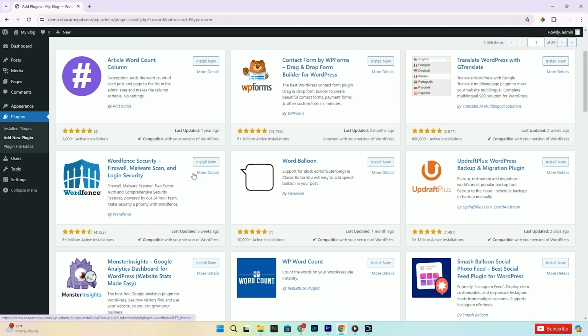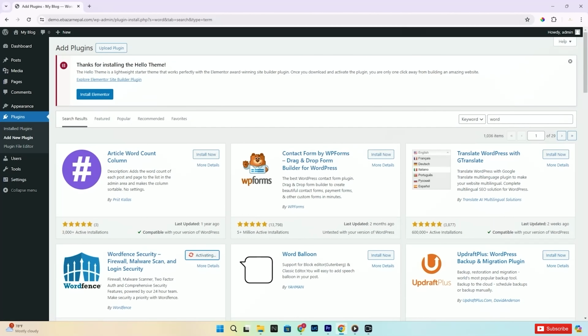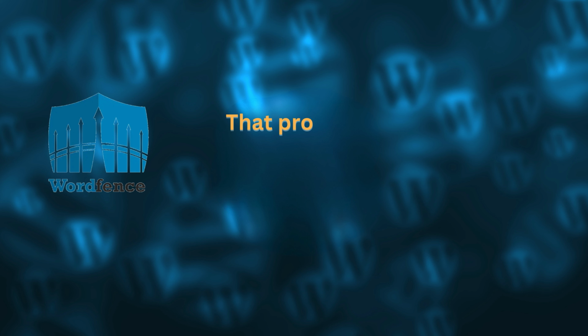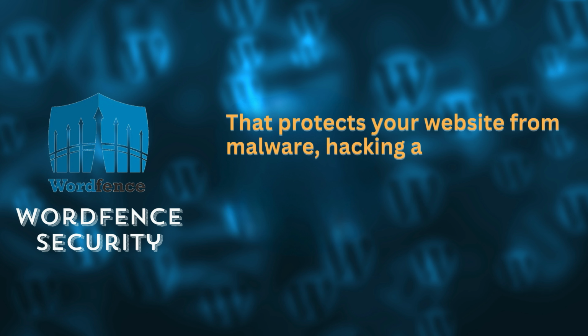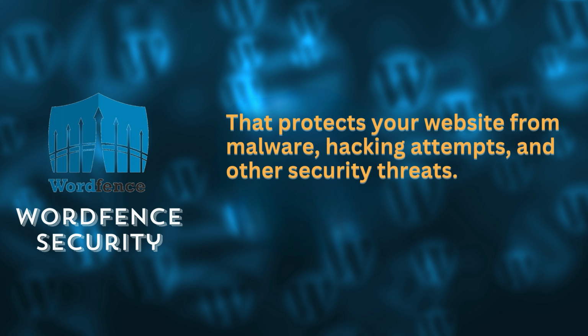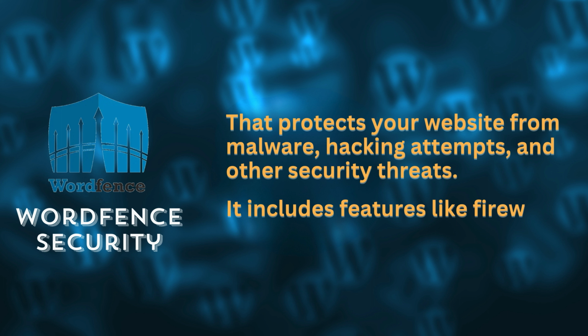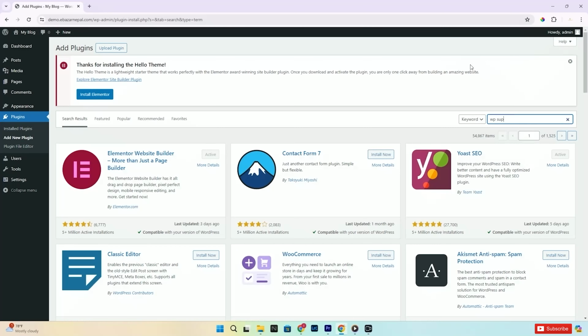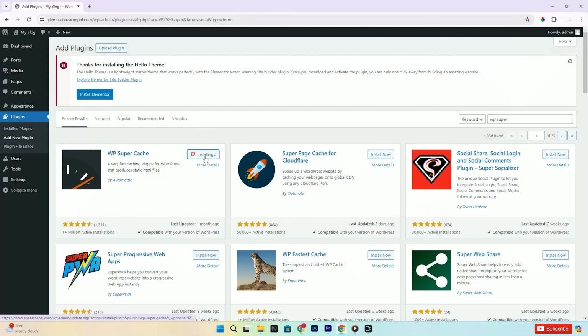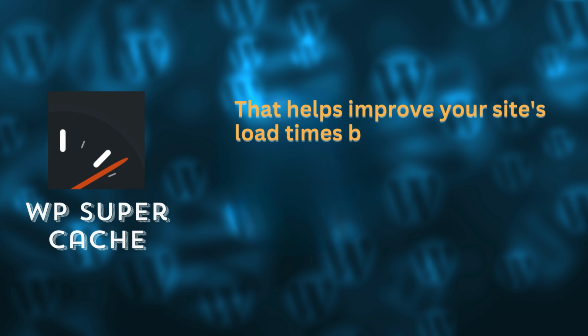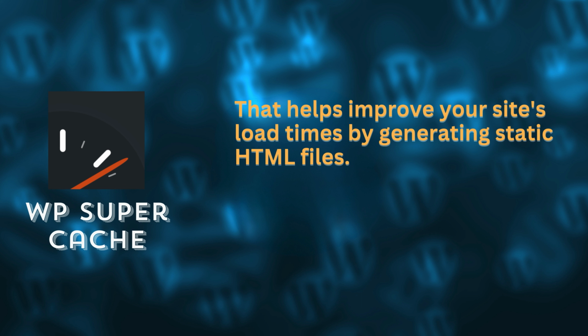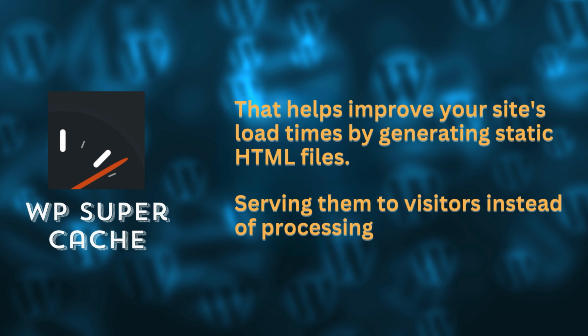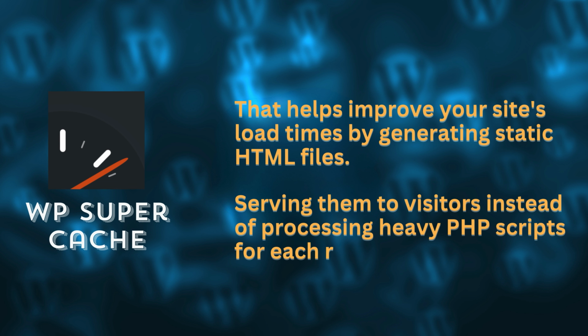WordPress Security. WordPress Security is a comprehensive security plugin that protects your website from malware, hacking attempts, and other security threats. It includes features like firewall protection, malware scanning, and login security. WP Super Cache. WP Super Cache is a cache plugin that helps improve your site's load times by generating static HTML files and serving them to visitors instead of processing heavy PHP scripts for each request.